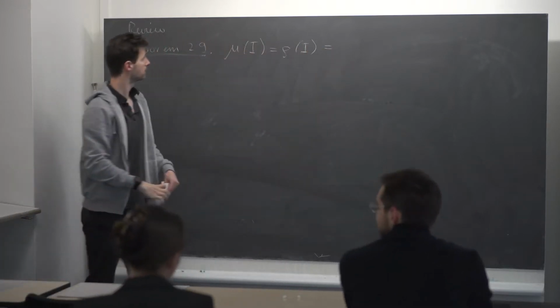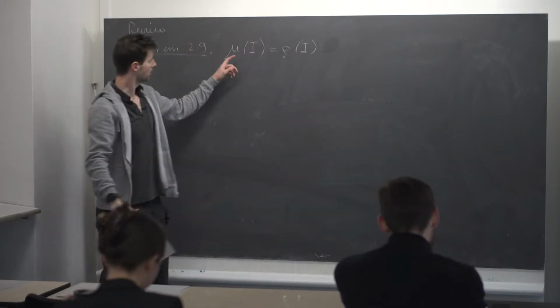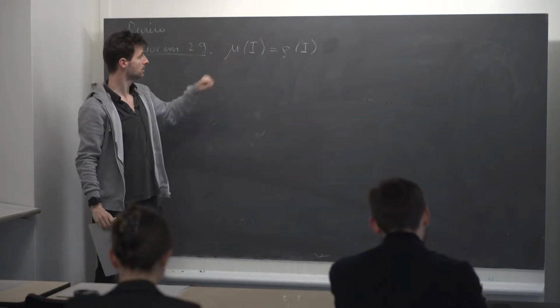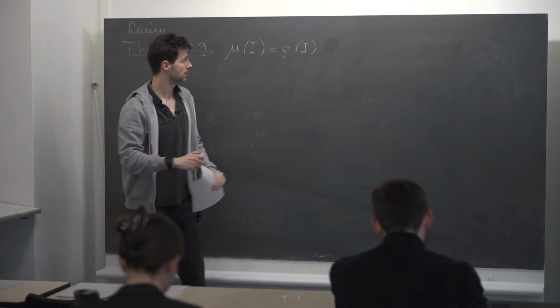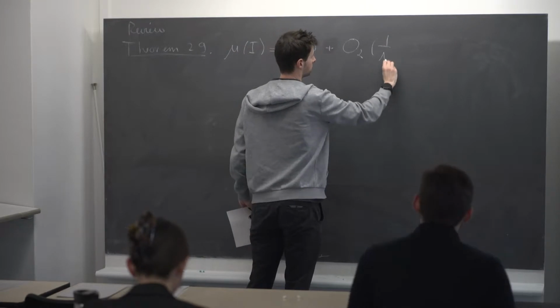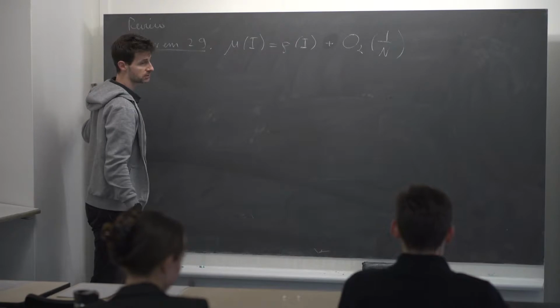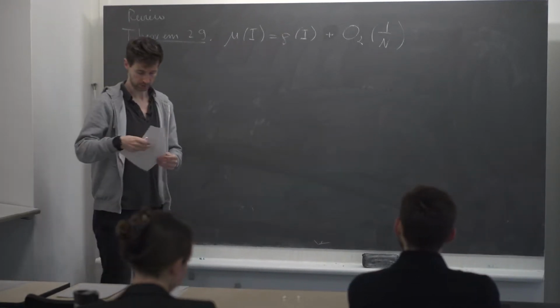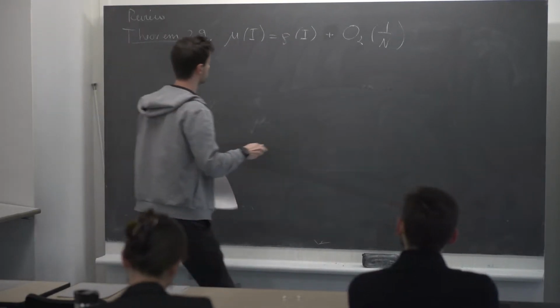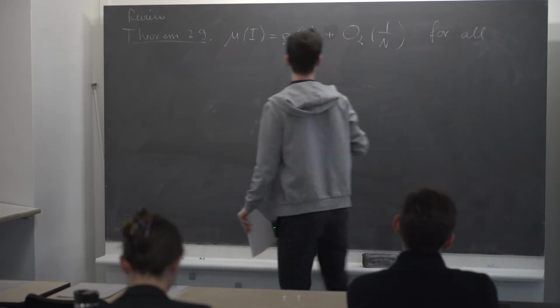that you can approximate the empirical eigenvalue measure with the semicircle measure up to an error which is, with very high probability, stochastically dominated by this 1 over n. And we saw last time this is the best bound you can hope for. And this holds for all intervals.